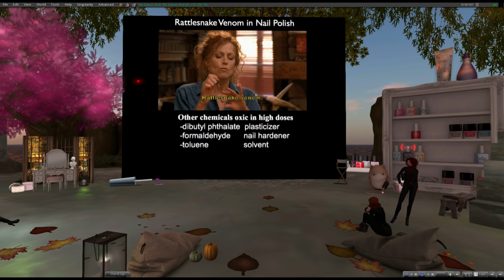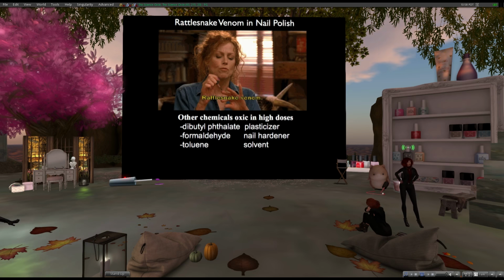If you ever saw the movie Holes, you know that Sigourney Weaver, as the evil head of the prison camp, used rattlesnake venom in her nail polish. I don't think that's a good thing to do, but it's probably not too bad. Other chemicals in nail polish, that should say toxic in high doses, not oxic: dibutyl phthalate, formaldehyde, and toluene. But for the actual user, the amount of these chemicals that you encounter in nail polish is way below the safety level. It's just sub level.